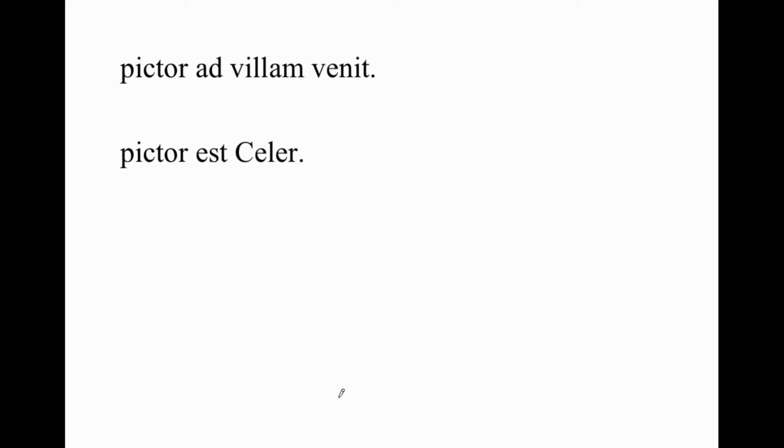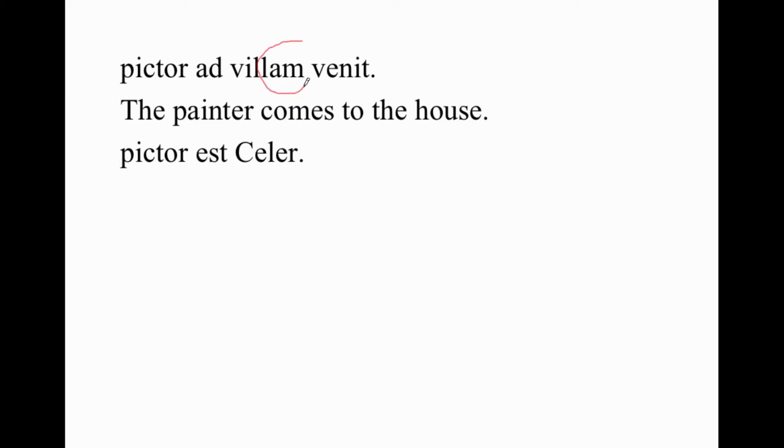Pictor ad villam venit. The painter comes to the house. Now, notice something very interesting. What case is the word villam? That's right, it's accusative. But villam here is not the direct object of anything. What we have just stumbled upon is a new use of the accusative. This is a preposition, ad. It means to.